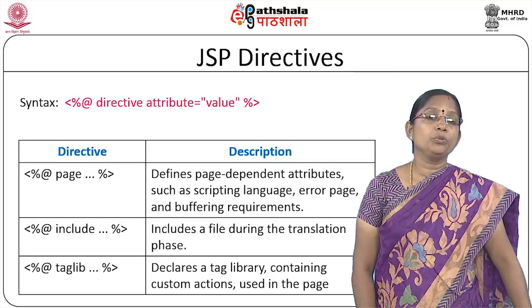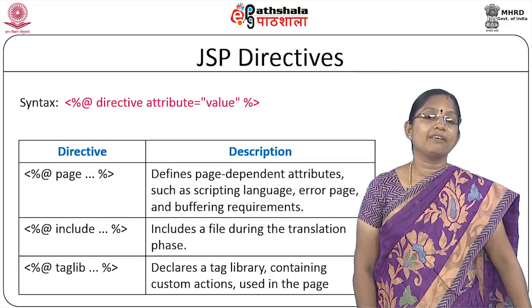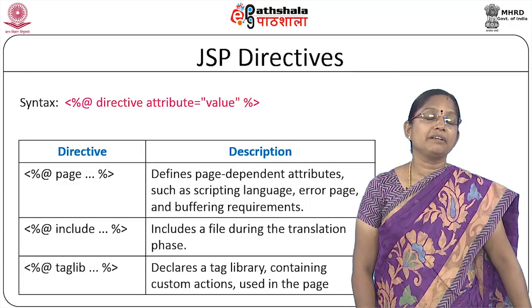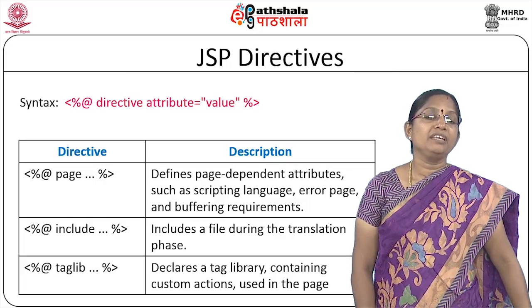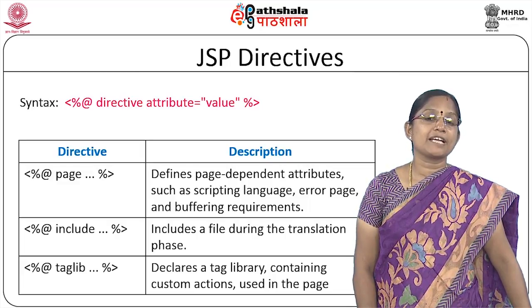If we are going to use an include directive, it tries to include a file during the translation phase. So, during the translation phase, any file that you desire or wish can be included along with this JSP file. If it is going to be a tag lib, this declares a tag library. That is, it is going to contain the custom actions which are to be used in this page.